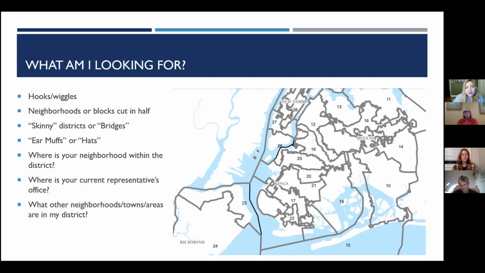You're also looking at where's your neighborhood within the district? Where's your current representative's office, and how might that change? Is your representative now no longer within your district? And what are other neighborhoods, towns, or areas that are in your district? And do you think you should be with those neighborhoods, towns, or areas in your district? Do you belong together, or do you not belong together?